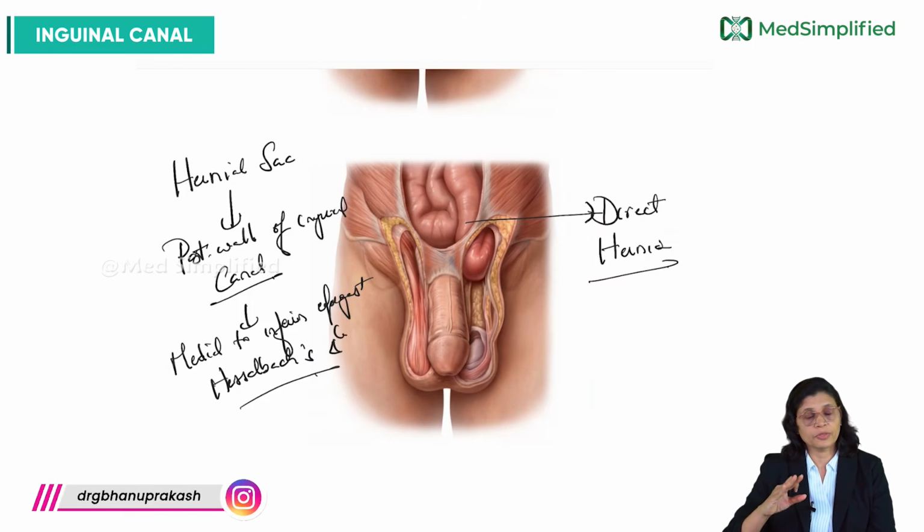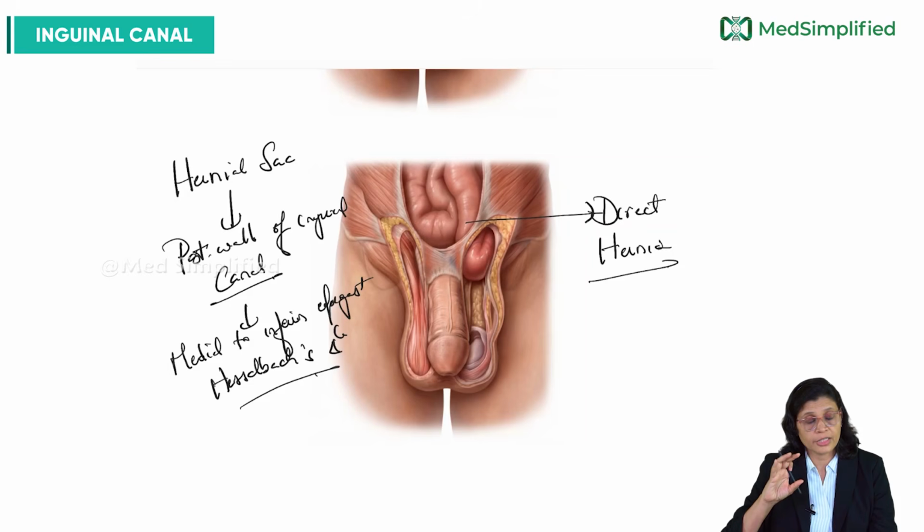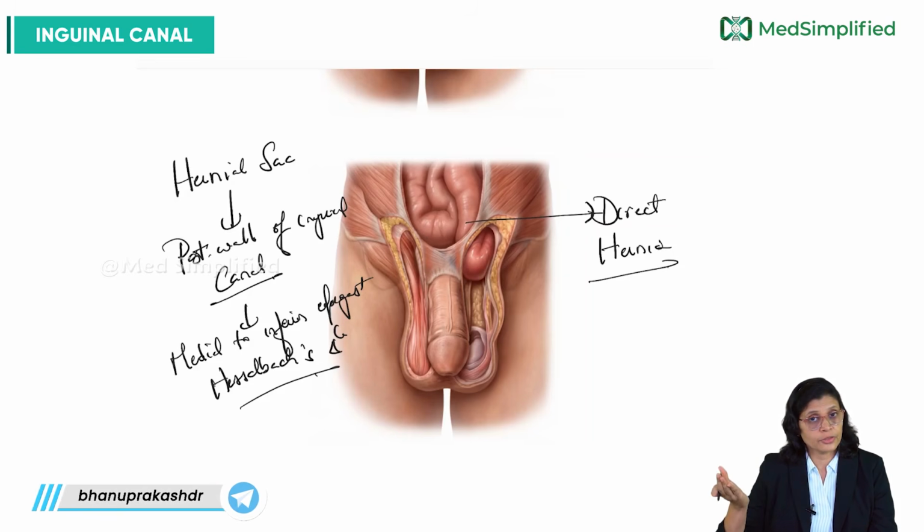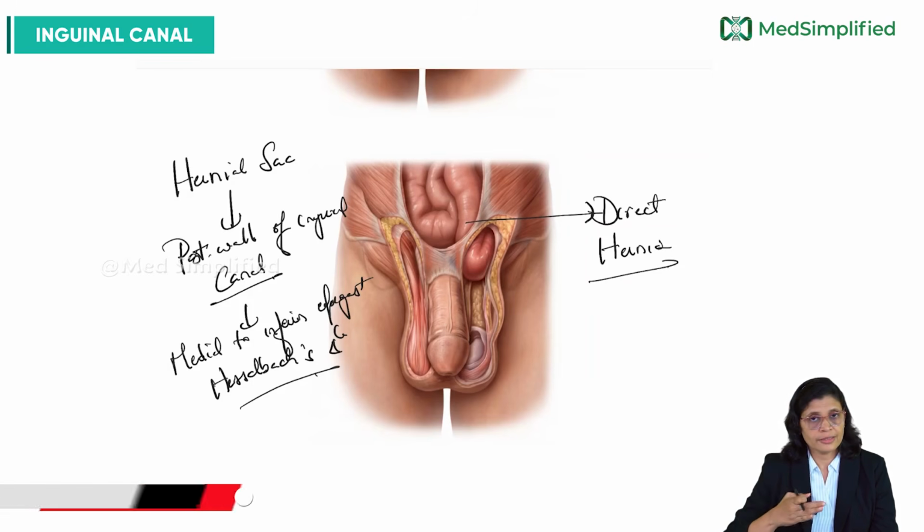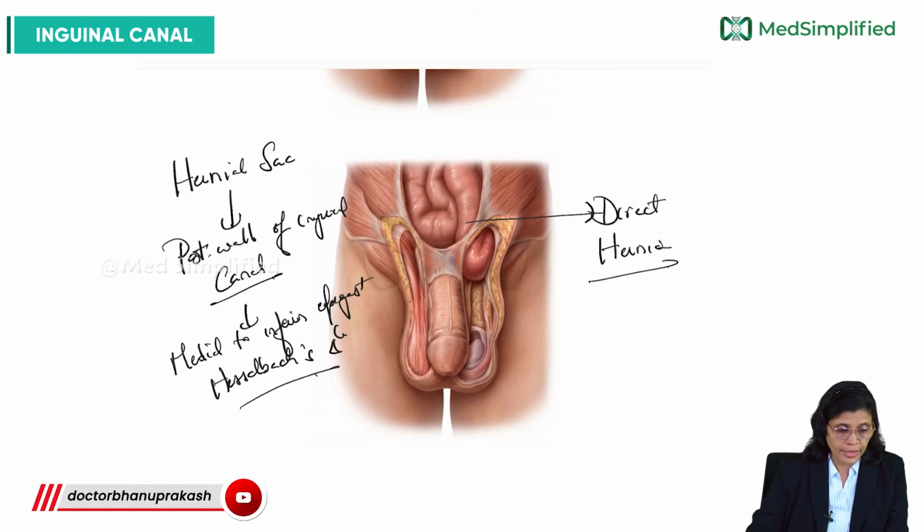The main difference between the direct and the indirect: indirect enters through the deep inguinal ring. Here the herniation occurs through the posterior wall of the inguinal canal. Indirect is lateral to the inferior epigastric artery, so that is outside the Hesselbach's triangle. The direct is medial to the inferior epigastric artery, within the Hesselbach's triangle.